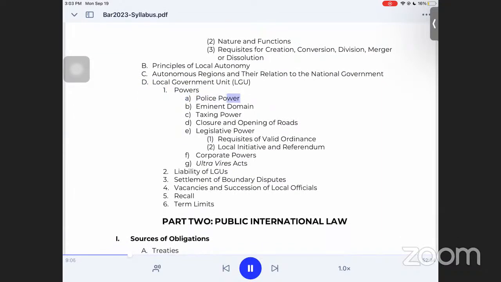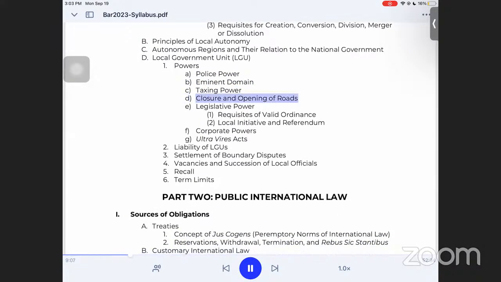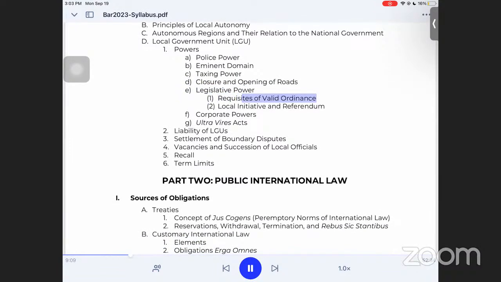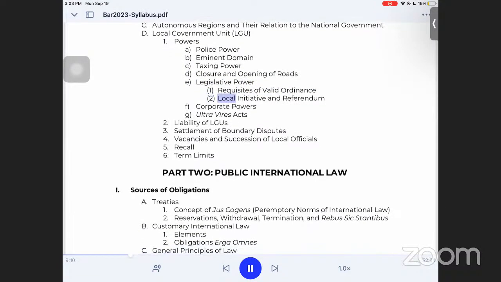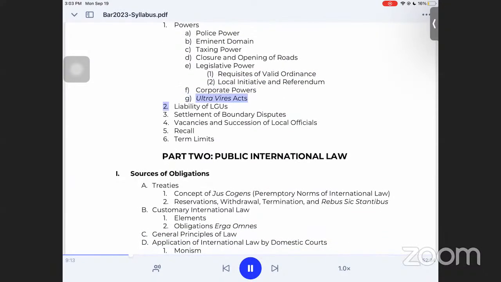1. Powers. A. Police power. B. Eminent domain. C. Taxing power. D. Closure and opening of roads. E. Legislative power. 1. Requisites of valid ordinance. 2. Local initiative and referendum. F. Corporate powers. G. Ultra vires acts.